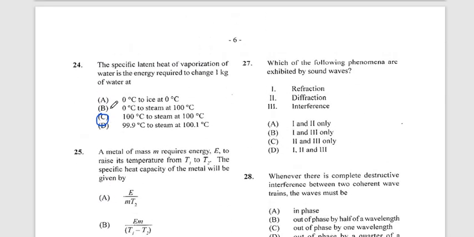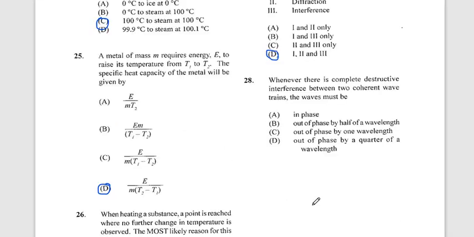Which of the following phenomena are exhibited by sound waves? 27. All. Whenever there is complete destructive interference between two coherent wave trains, the waves must be C. Out of phase by one wavelength.